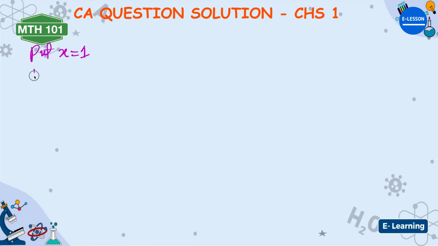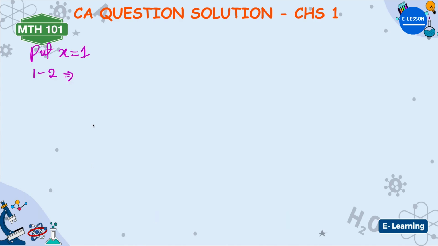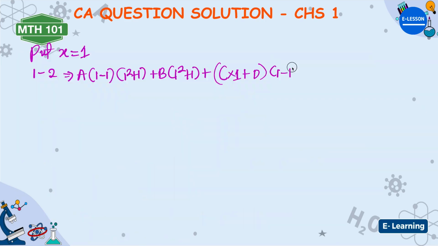So that will give us what? 1 minus 2, because we said we are putting it into this equation, which is x minus 2. Wherever you see x, put what? 1. 1 minus 2 equals A bracket 1 minus 1, then bracket what? 1 squared plus 1, plus B bracket 1 squared plus 1, plus we have Cx plus D, which is what? C multiplied by 1 plus D, all right, bracket what? 1 minus 1 squared.